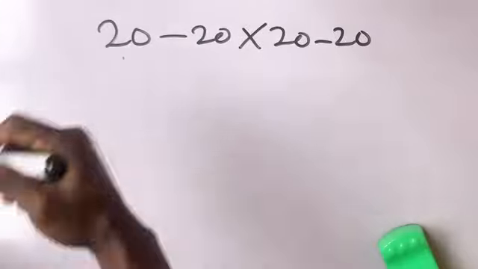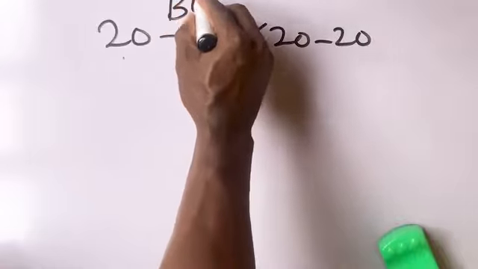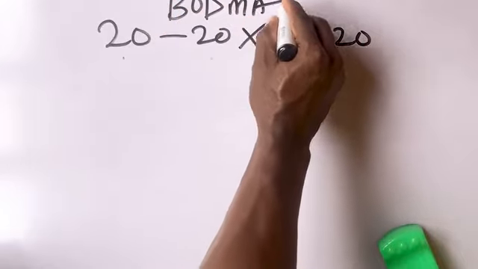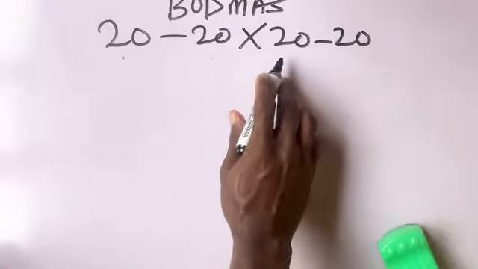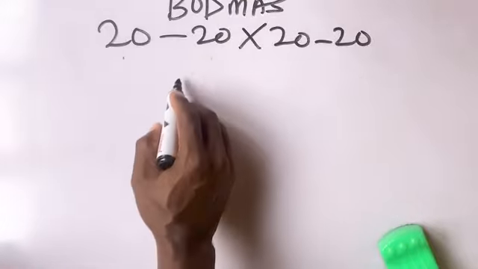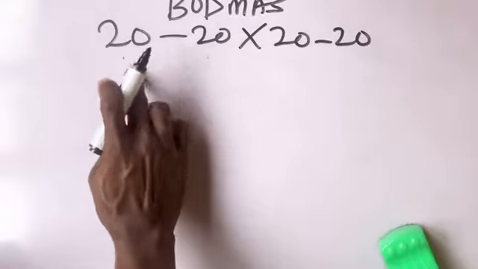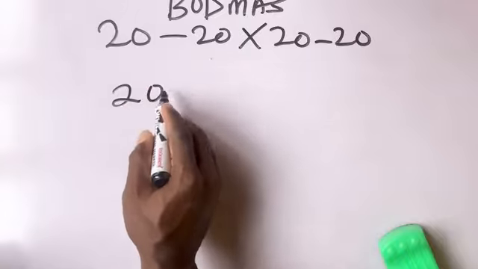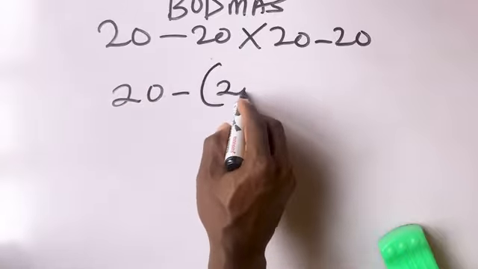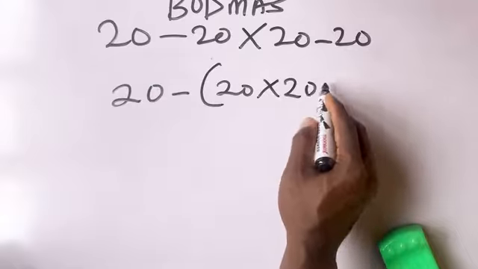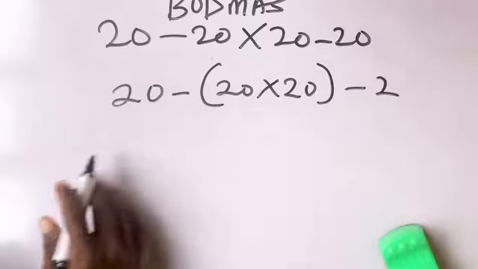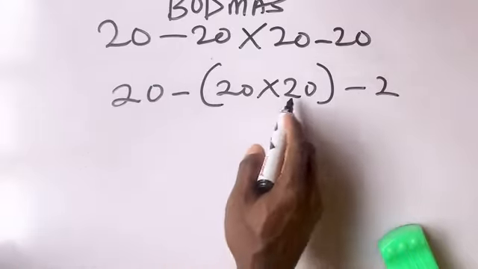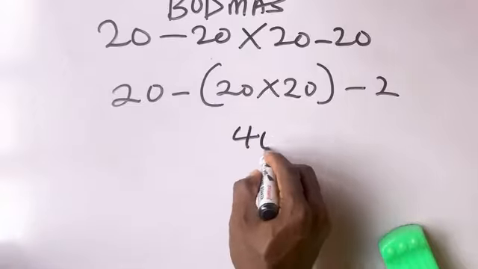According to the order of operations, we have to first of all put this in brackets. We are going to rewrite it again like this: 20 minus, in brackets, 20 times 20 minus 20. So this times this will give us what? 400.